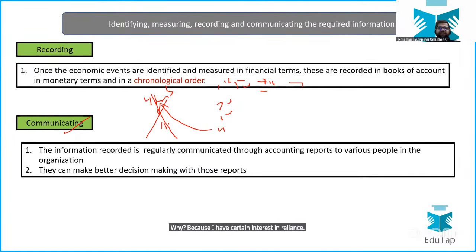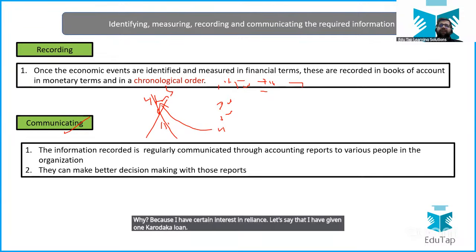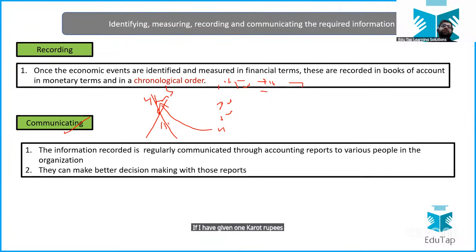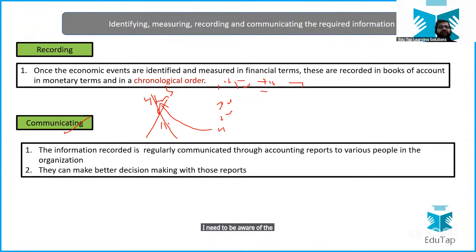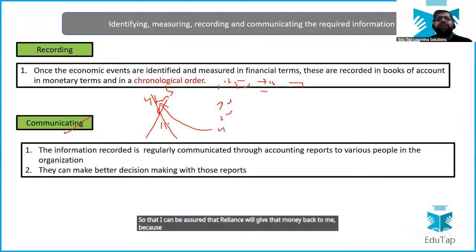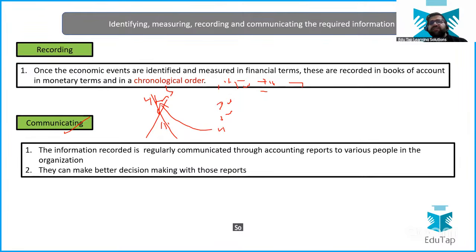Let's say that I have given a loan of 1 crore. If I have given 1 crore rupees as a loan to Reliance, in that case, I need to know how Reliance is using that particular money. I also need to know whether Reliance is giving me the interest on that particular loan or not. I need to be aware of the financial health of Reliance so that I can be assured that Reliance will give that money back to me, because this is a loan, right? So on a loan, you get your principal back after some period of time, right?